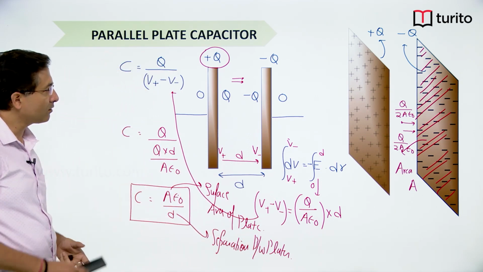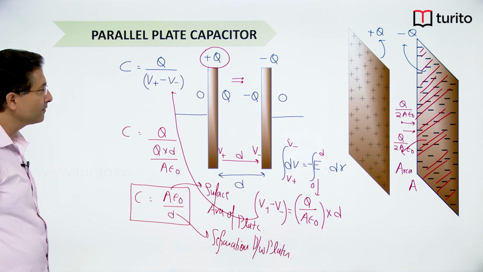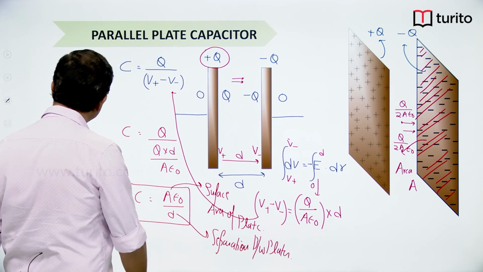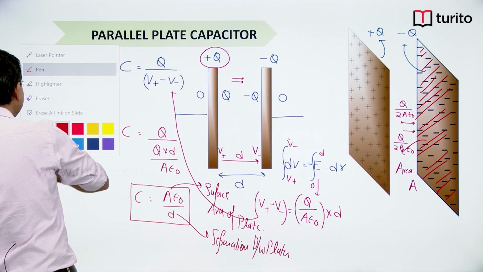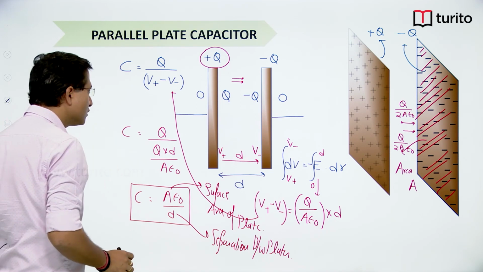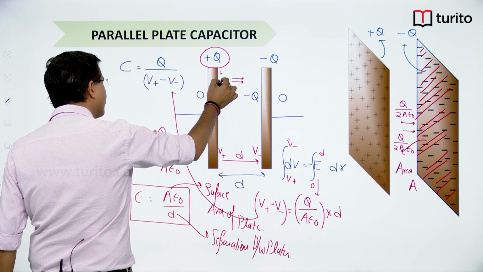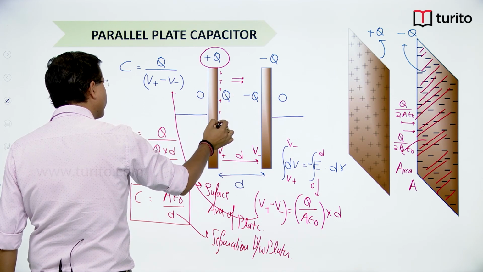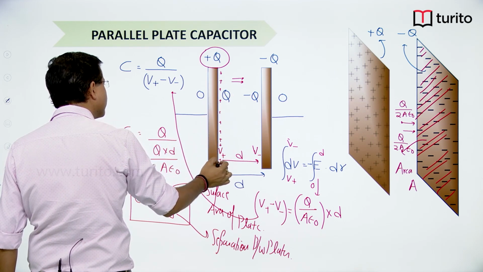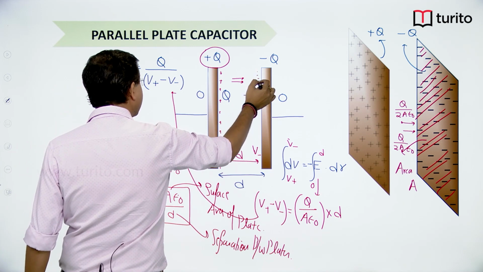So, I will erase all this. I hope everything is clear. You can see the field pattern also. On this side we have positive charge and here we have negative charge.